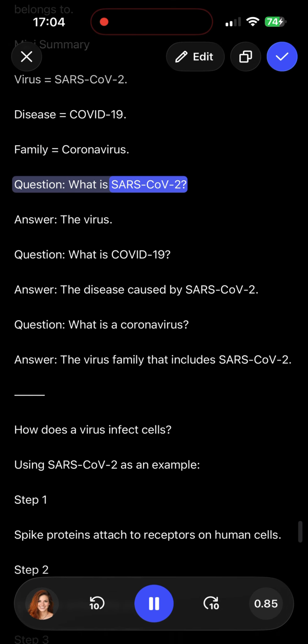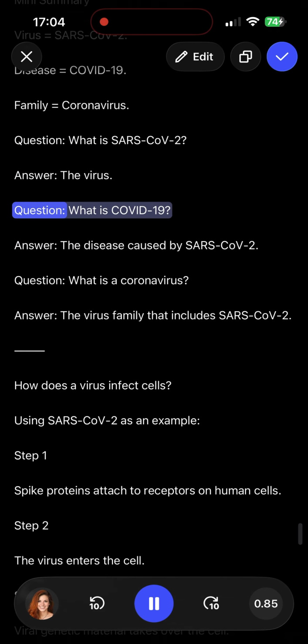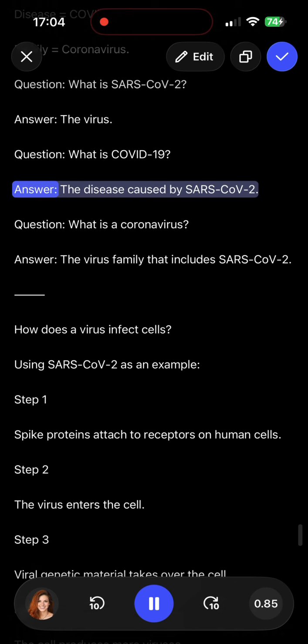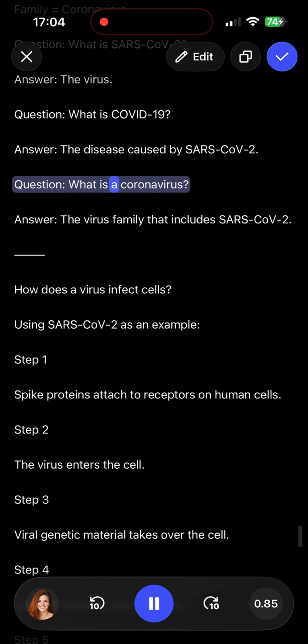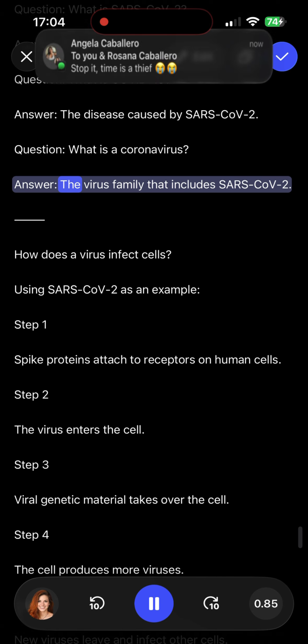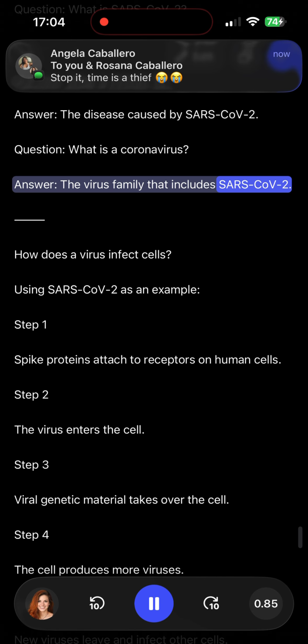Question. What is SARS-CoV-2? Answer. The virus. Question. What is COVID-19? Answer. The disease caused by SARS-CoV-2. Question. What is a coronavirus? Answer. The virus family that includes SARS-CoV-2.